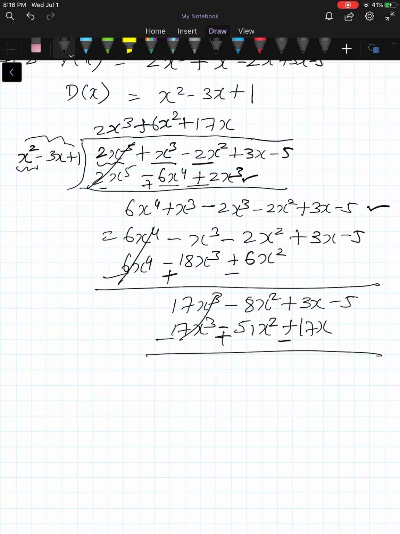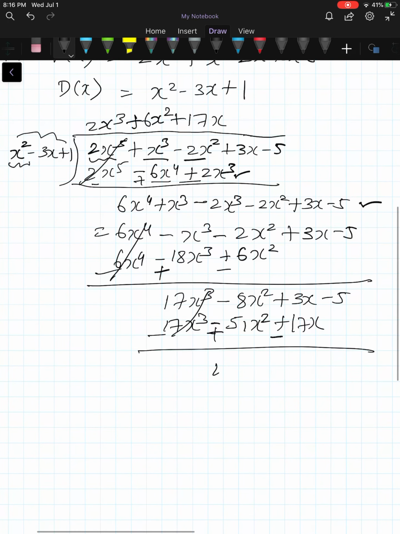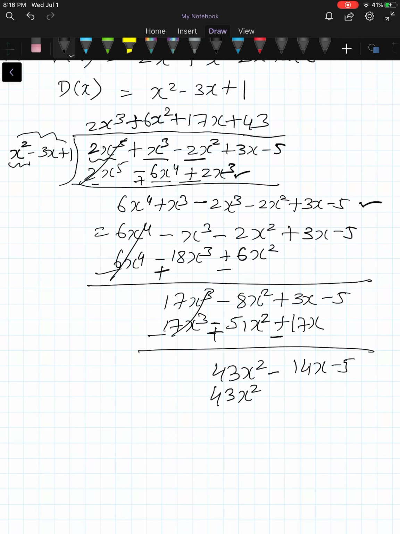This will be plus sign and this will be negative sign, and plus 51x square minus 8 will give you plus 43x square, and minus 17x plus 3x will give you negative 14x minus 5. So now what should you multiply with x square to get 43x square? So it is just 43. So multiply by 43. So this would be 43x square.